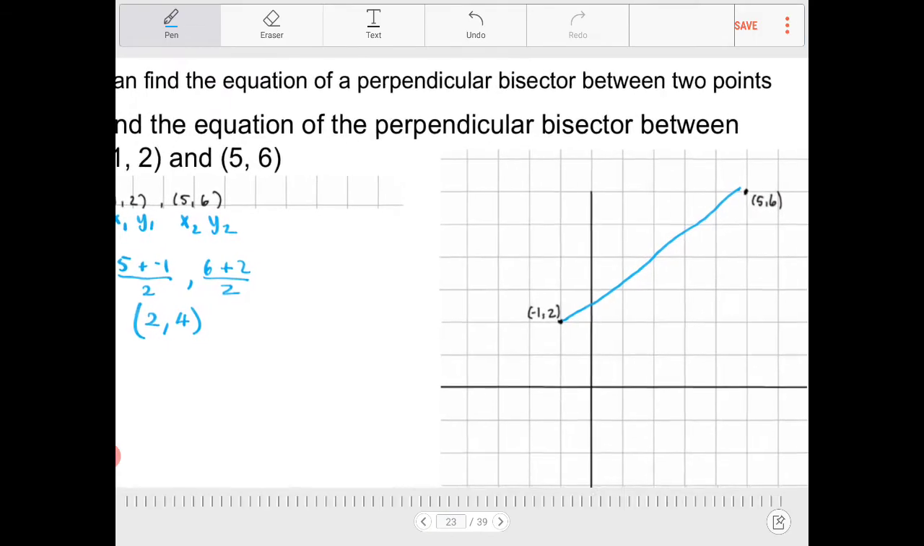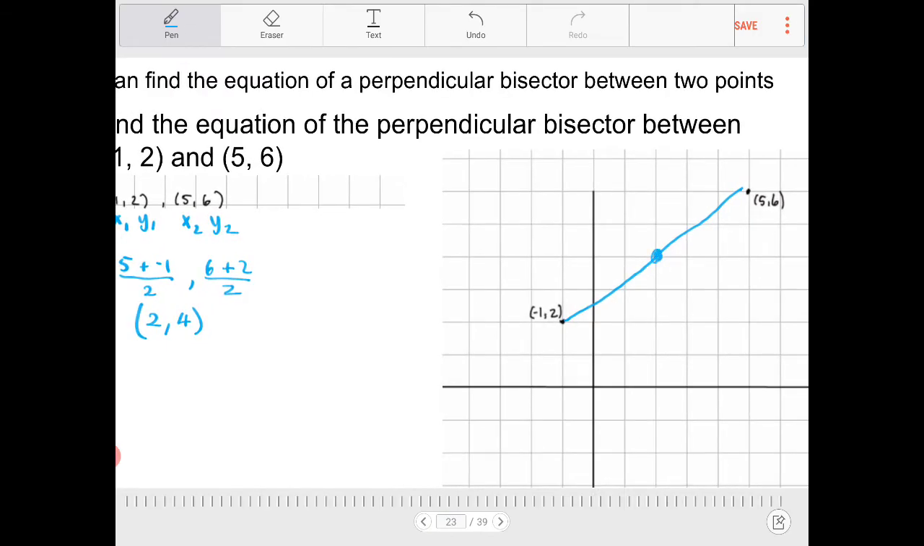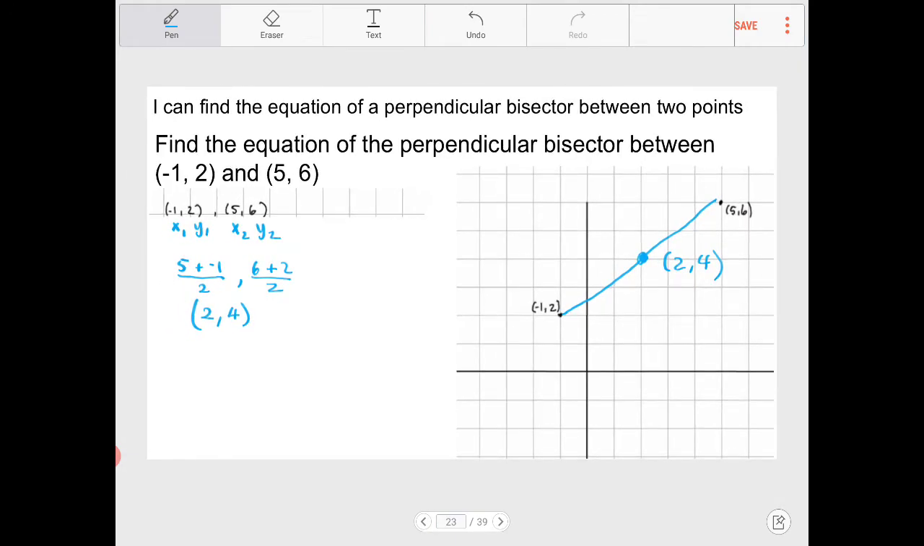I kind of knew that already, because look, in the diagram that I drew, yeah, that's the midpoint. This is (2, 4). But in this lesson, I haven't used the midpoint formula yet, so I just went and did it to demonstrate to you. You can use either one, either drawing it logically or applying the formula directly.